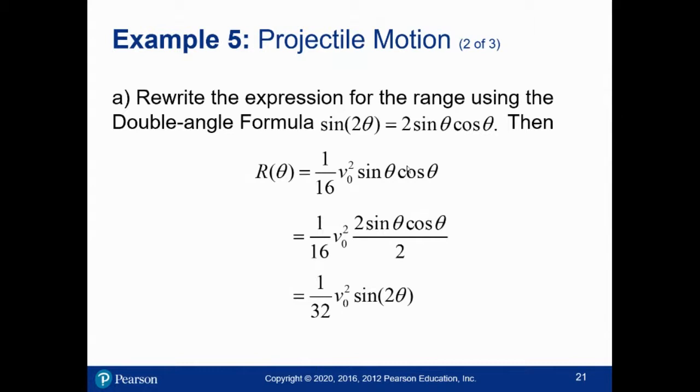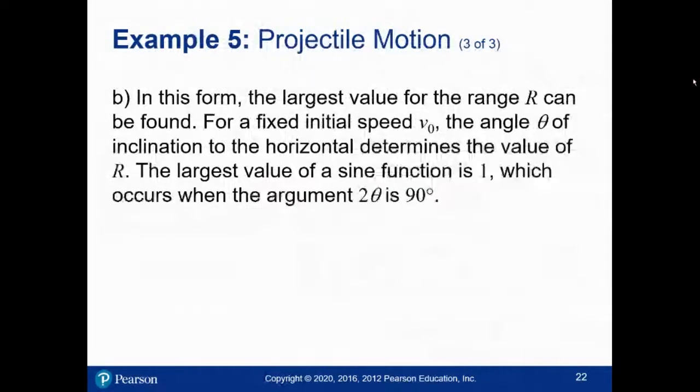It's just replace sine theta cos theta, multiply and divide by 2 so that you can use a half angle formula, or a double angle formula, sorry, on this right here. So now we have a new formula, and now the question is, how do I make this as large as possible?